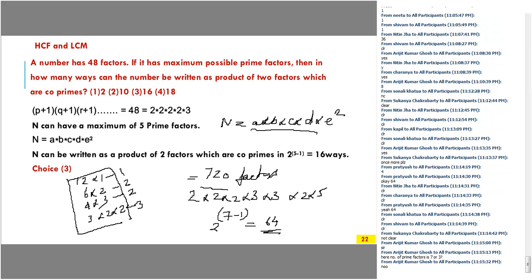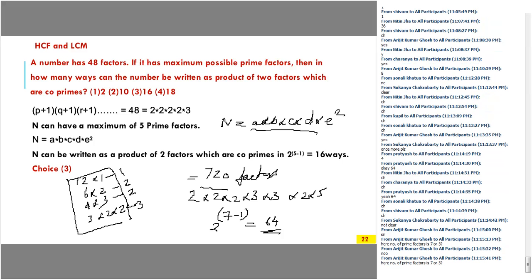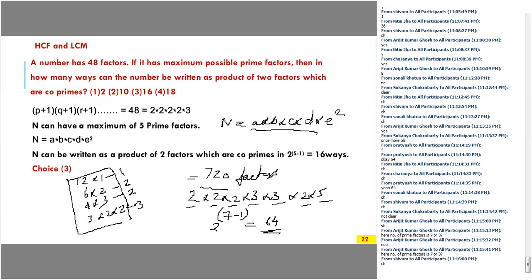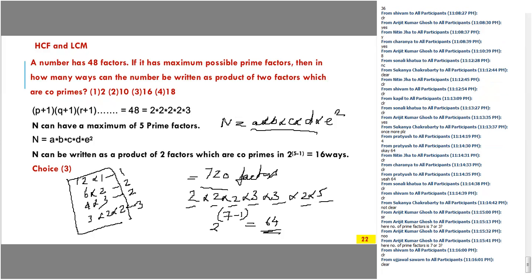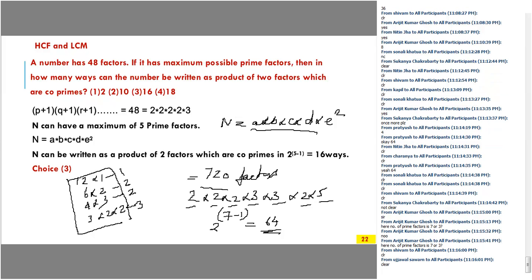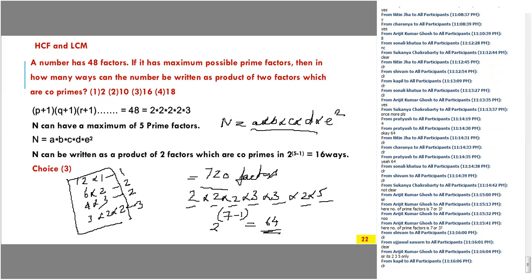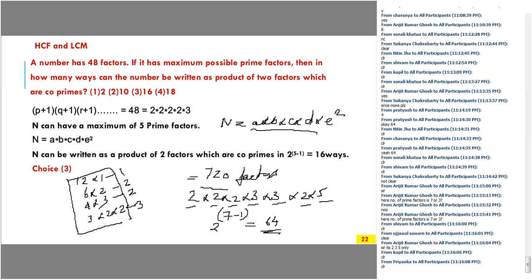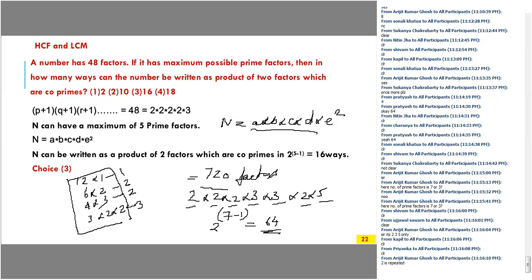It can have 1 prime factor. It can have 2 prime factors. It can have 3 prime factors or not? Prime factors are 3. 1, 2, 3, 4, 5, 6, 7. Sukanya, are you clear? Yes, sir. How many are not clear? 7 prime factors. How many are clear? How many are not clear? 7 prime factors. Tell me.